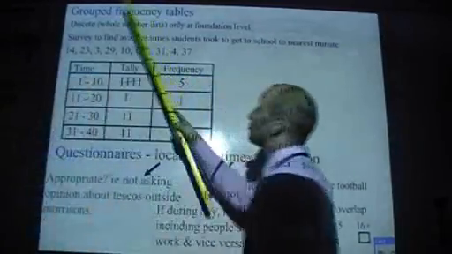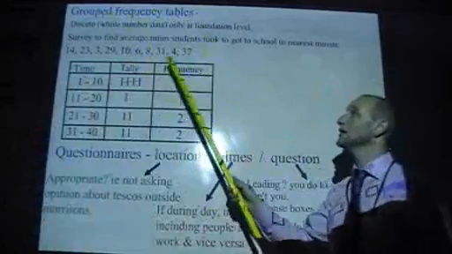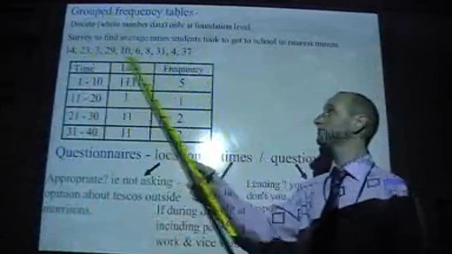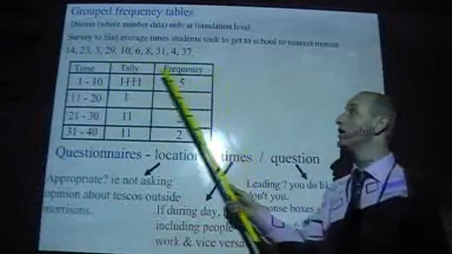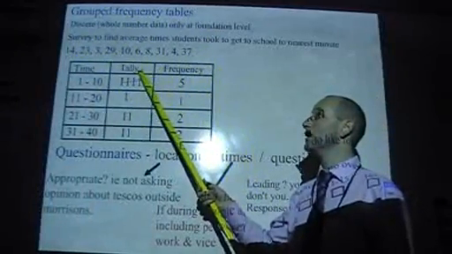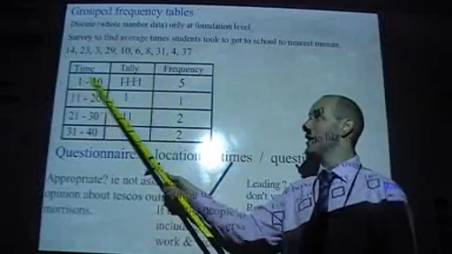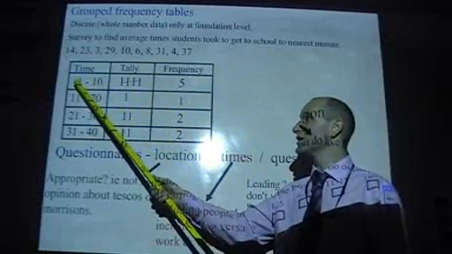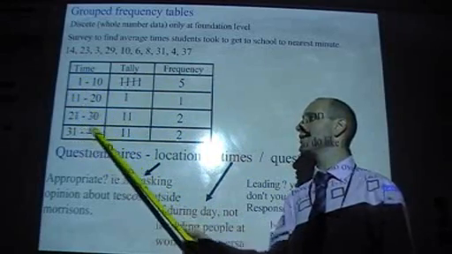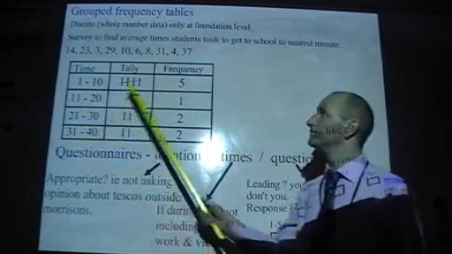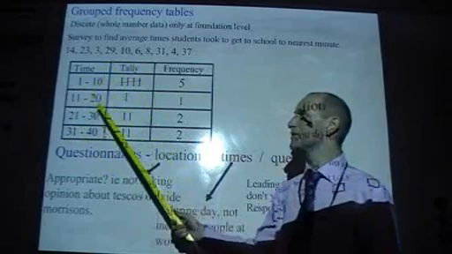Now we're looking at grouped frequency tables. This is when you get your data and you put it into a group frequency table, or a tally chart as it is sometimes called. So you have your boundaries here. The important thing about your boundaries, see mine go from 1 to 10, 11 to 20, 21 to 30, 31 to 40, is there are no gaps.